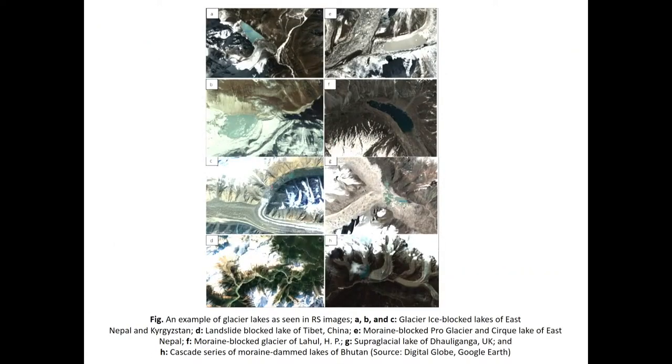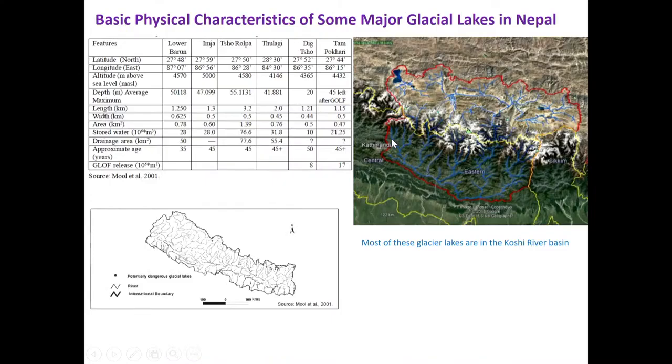So this is how I have shown you the satellite images, examples of each of these glacial lakes. Some of them are blocked lakes, some of them are moraine dam lakes, some of them are supraglacial lakes. So this is how we can identify these lakes in the satellite image.